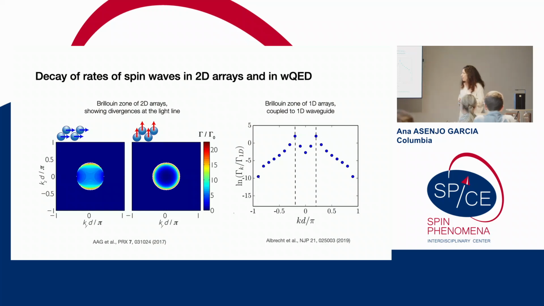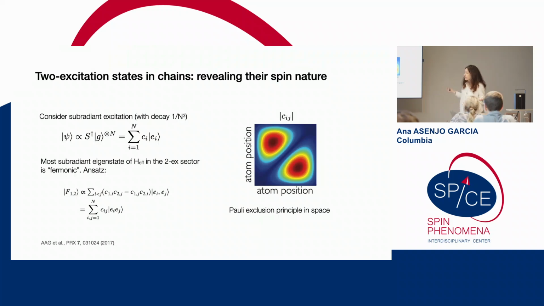Okay. So now what happens if you become a bit more creative and you want to do a bit more quantum mechanical things, and then you think of two excitations. So two excitations, you can think of, okay, what if I have a single excitation and I produce it twice? Well, this is not an eigenstate of the non-Hermitian Hamiltonian because these are not bosons, they are spins. But you can look at the two excitation sector of this Hamiltonian and diagonalize it, and what you see is that the most subradiant states actually admit a fermionic ansatz.